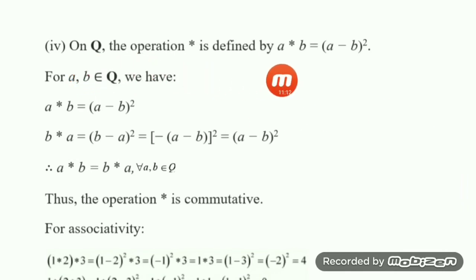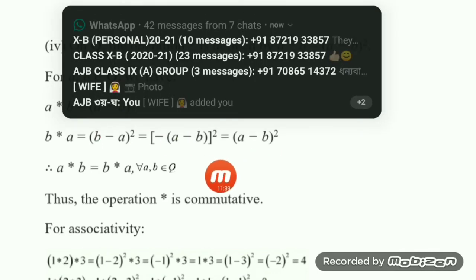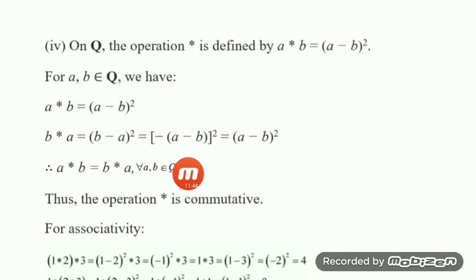On Q, star is defined as a star b is equal to (a minus b) whole square. This is the square of the difference. Change the position and the answer remains as it is, because the square of a number gives you a positive, right? So here we have taken two elements a and b. a star b we have found. b star a will be equal to what? First number minus second number, square. I have just taken the minus sign common and put it in this form. Then the square of a number is positive. So this becomes (a minus b) whole square. So we have seen both are equal. Therefore, what is the conclusion? a star b is equal to b star a. This is true for all a, b belonging to Q. Thus the operation is commutative.